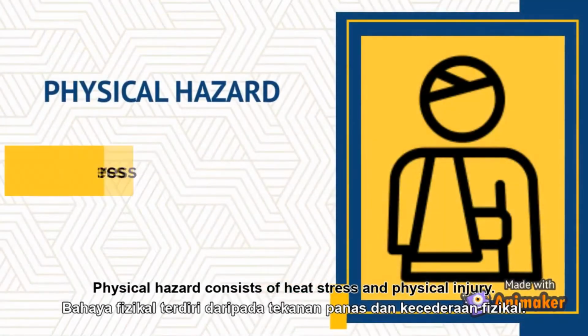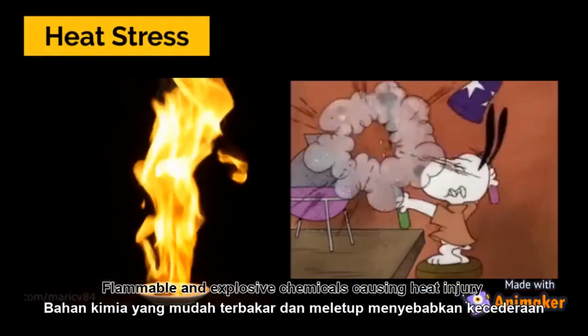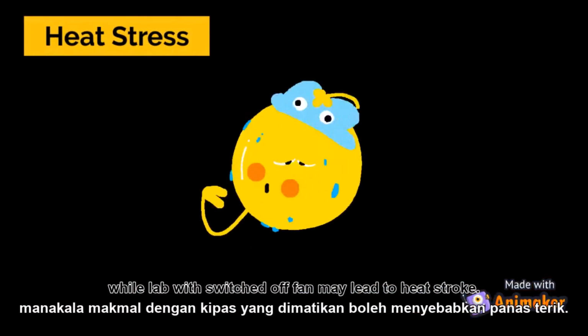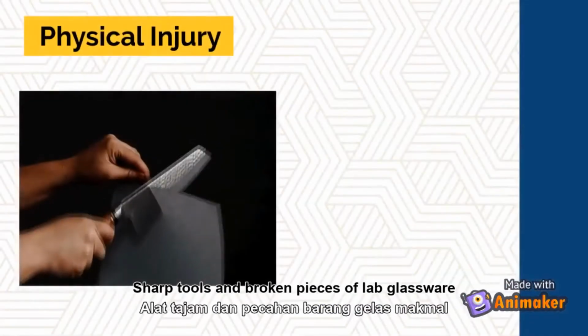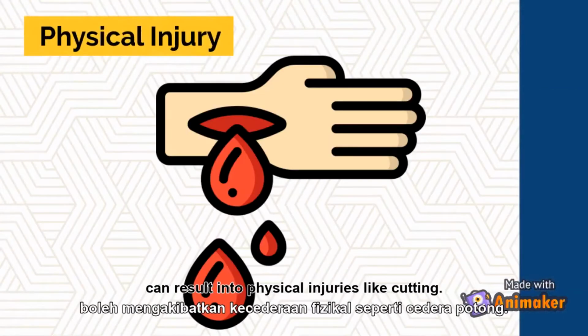Physical hazard consists of heat stress and physical injury. Flammable and explosive chemicals cause heat injury, while a lab with the fan switched off may lead to heat stroke. Sharp tools and broken pieces of lab glassware can result in physical injuries like cuts.